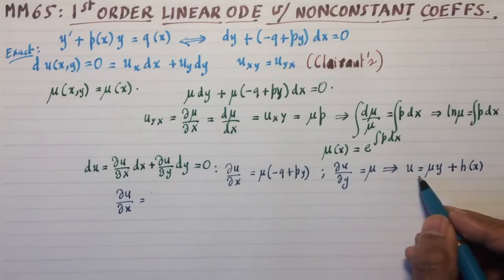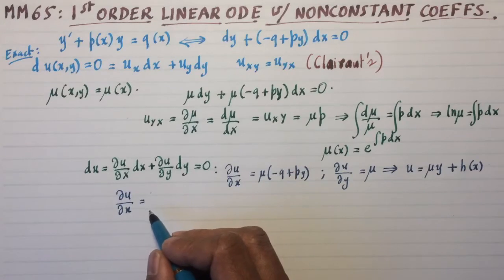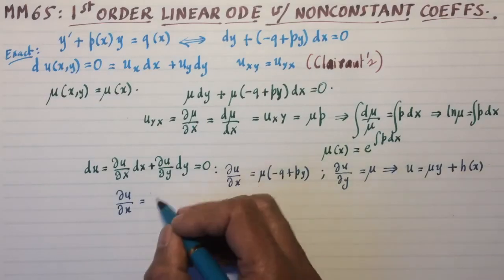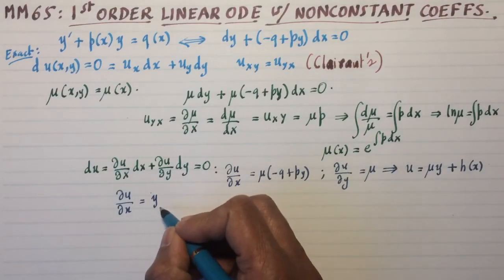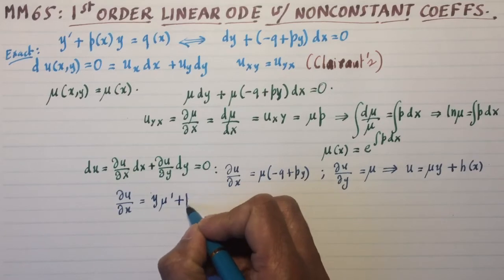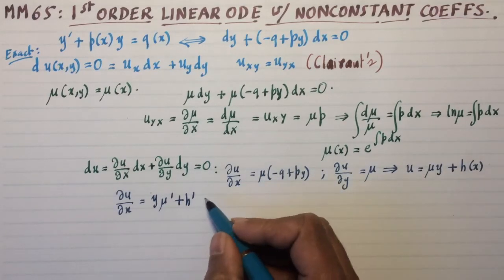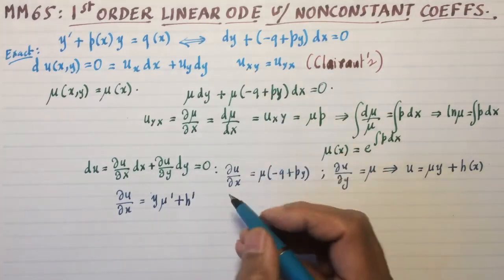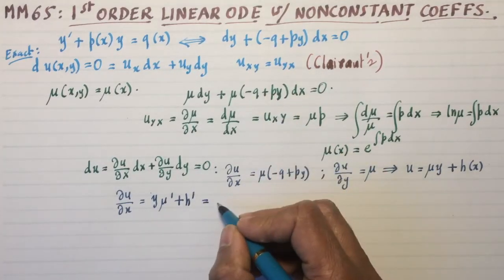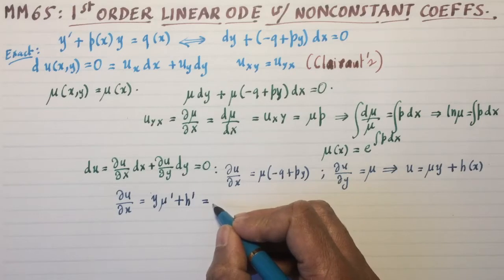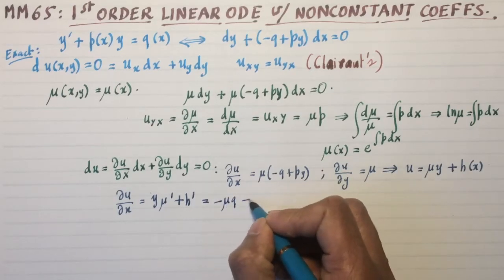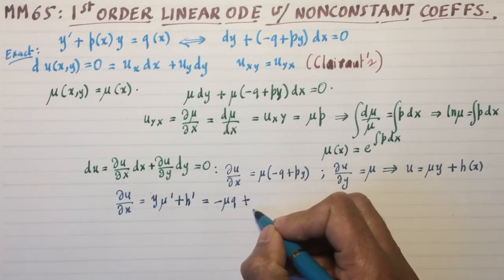That's the partial derivative with respect to x though. The partial derivative with respect to x will only see things that are explicitly dependent on x, not implicitly. So y will not be affected. So that's going to give me y times mu prime plus h prime, because h does explicitly depend on x. And this has to be compared against that. So I'm going to get that is equal to negative mu q plus mu times py.